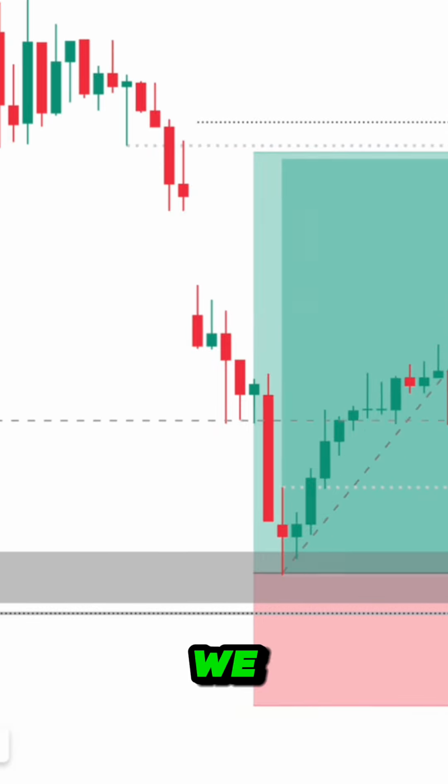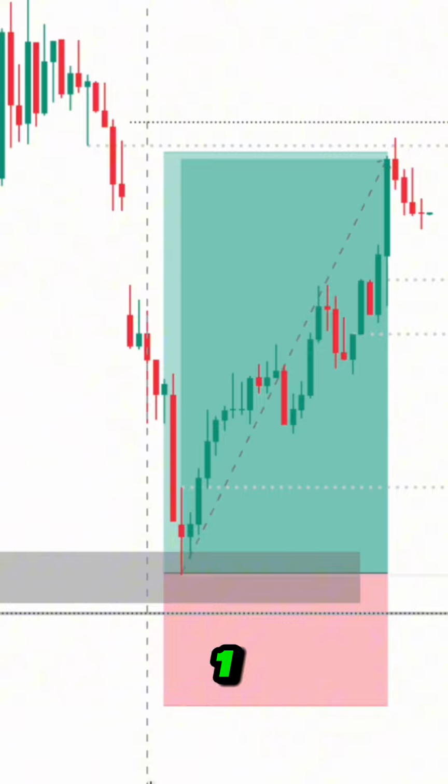And that is how we hit full TP, getting about a 1 to 3 risk to reward ratio in this particular trade. I hope this video is helpful.